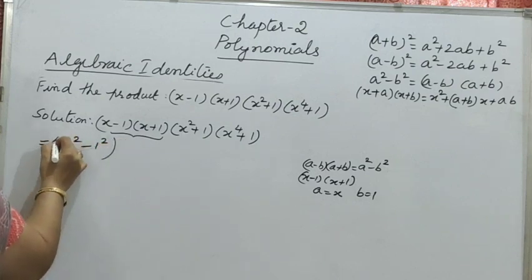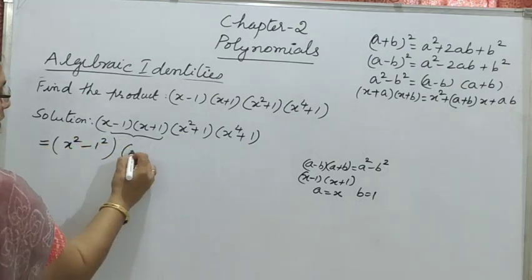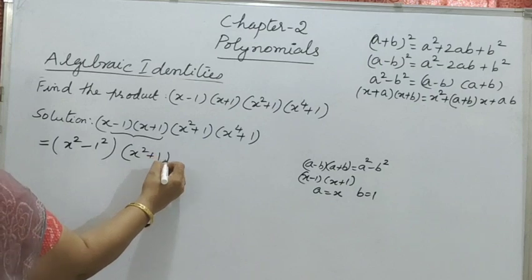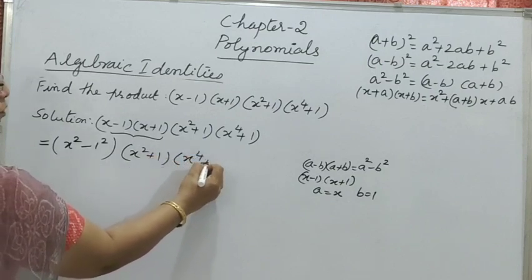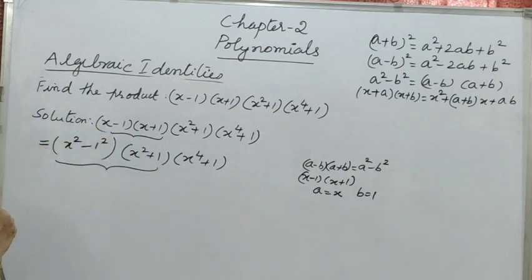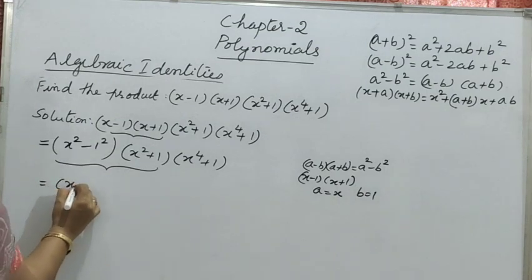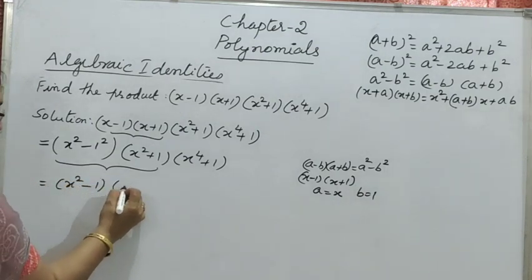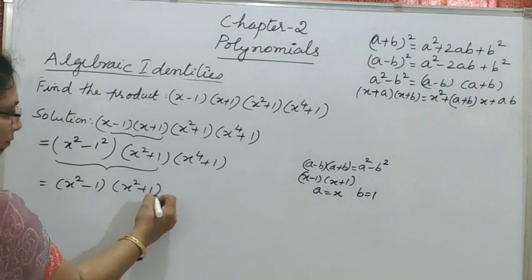Now this I'll put in the bracket. Again continue the remaining brackets: x square plus 1 into x raised to 4 plus 1, right? Now again I should consider these 2 brackets. What is that one? x square minus 1 square, x square plus 1. Once again I'll write x square minus 1 square means x square minus 1, x square plus 1.